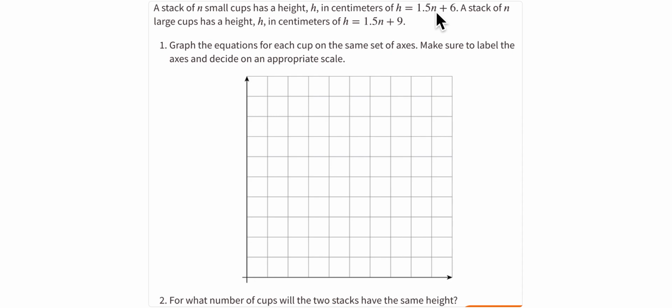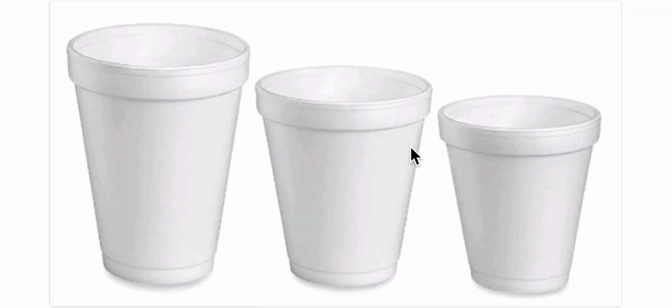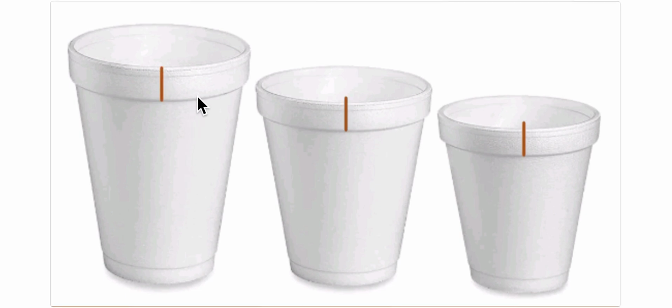So what's a picture of this activity? We can figure out what the 1.5 or 1 5/10 means, what the 9 and the 6 mean, and what the n means. We know that the height is the height of the stack of cups. So here are some styrofoam cups, a large cup and a small cup. And in this activity, they're assuming that this lip here is the same height.